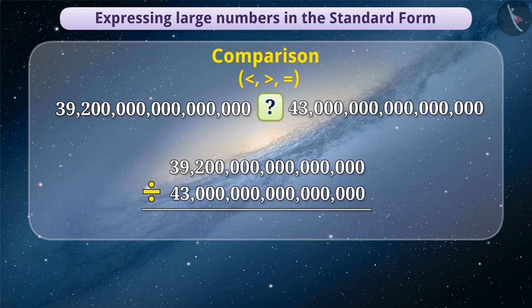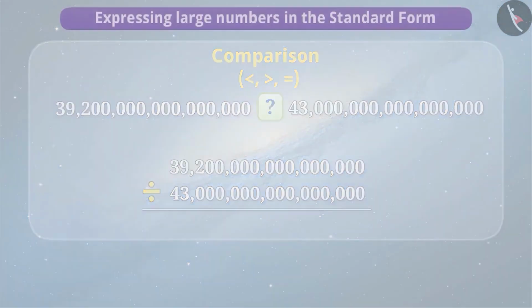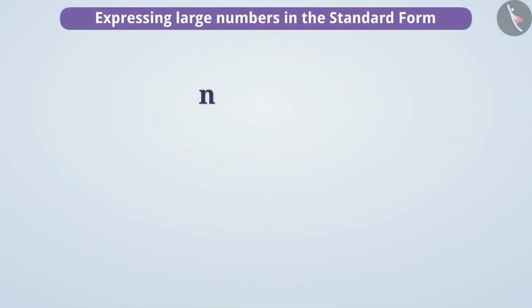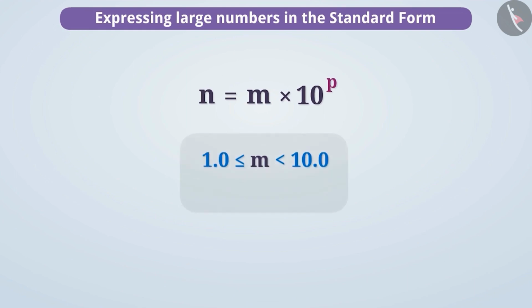In this situation, it is important that we express such numbers in a shorter and easier form. This is possible with the use of the standard form of a number. Let's understand what the standard form of a number is. We can express any number n using the exponential form m into 10 to the power of p, where the value of m can be equal to or greater than 1.0 and less than 10.0, and p is an integer. Such a form of a number is called its standard form.